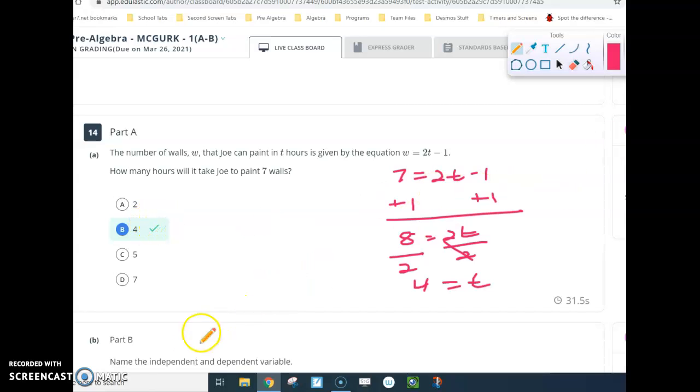And then the next part asks for the independent and the dependent variable. Well, in the equation, guys, the thing that you put in, the time, is going to be the independent. So T was the independent. What comes out is the dependent, or W. So the number of hours T is going to determine how many walls W that Joe can paint.